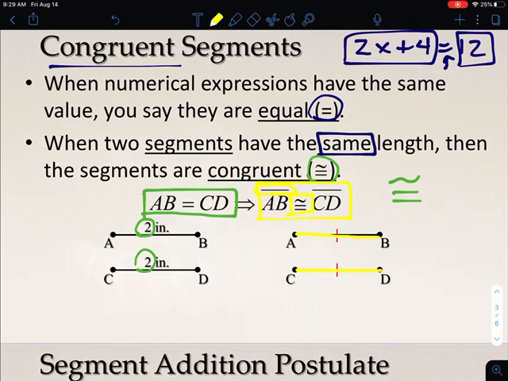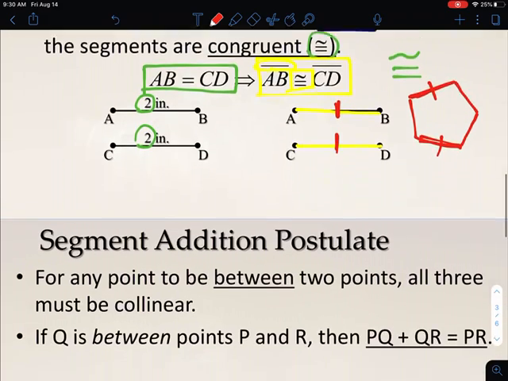Now, in a picture, what's key to note is these little red tick marks here tell you when things are congruent. So in a more complex figure, they might give you a figure with multiple sides and they might say this side is congruent to this side. So when you see those little tick marks in a picture, they're talking about congruence. They're saying this length is the same as this length here. Okay, so equal for numbers, congruent for actual figures.